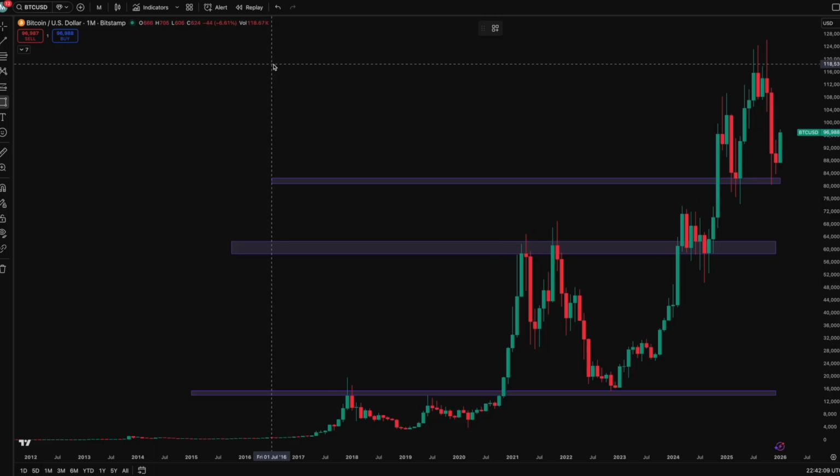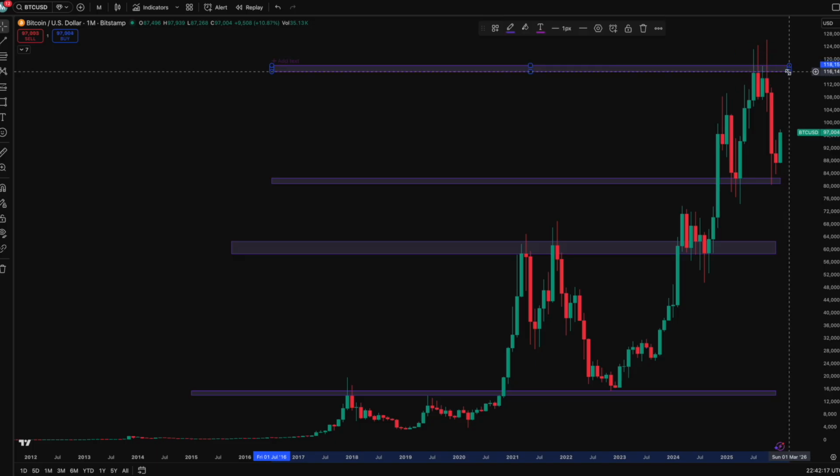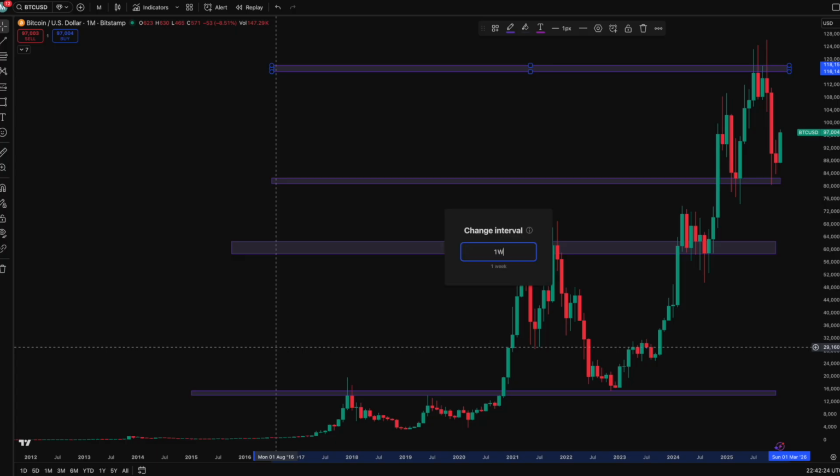And finally, here's one more obvious level worth marking. Once again, we see multiple rejections in the same area, followed by a decisive move. This is why higher time frame levels are so well respected. They're formed over long periods of time and reflect real market participation. These are high-quality levels, and they deserve our attention.